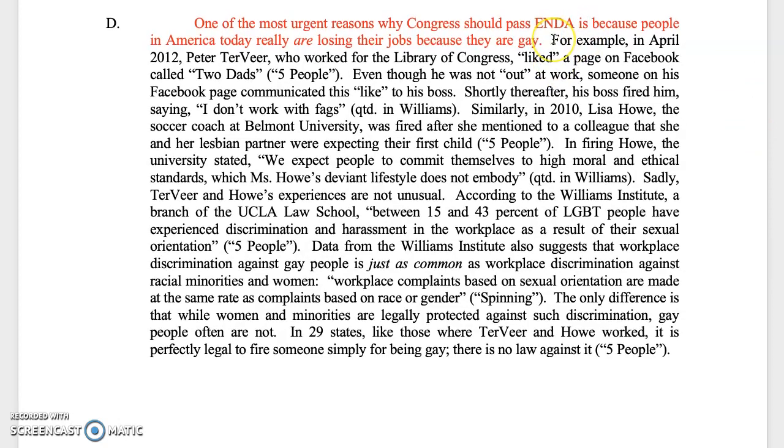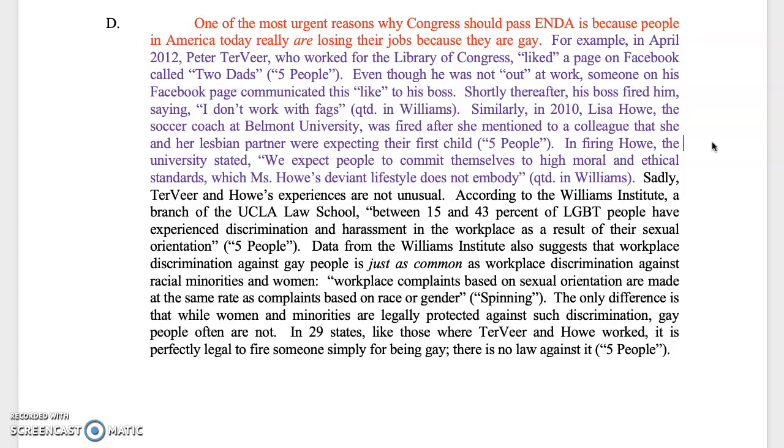And then we have lots of specific examples. I'm going to highlight this part here, I think right about to here, because those are two examples that really are about specific people, specific situations, and they're named. Lisa Howe, right? Peter Tervier, and it gives specific incidents showing that yes, they lost their job for this reason.